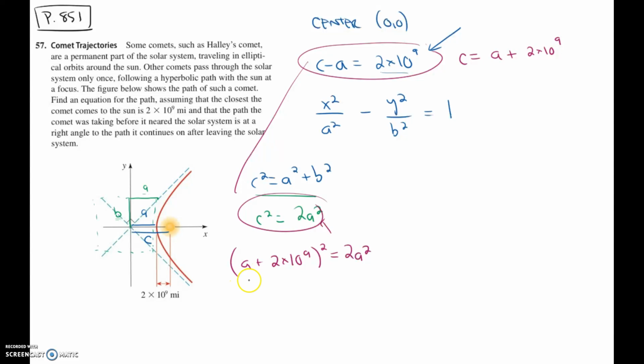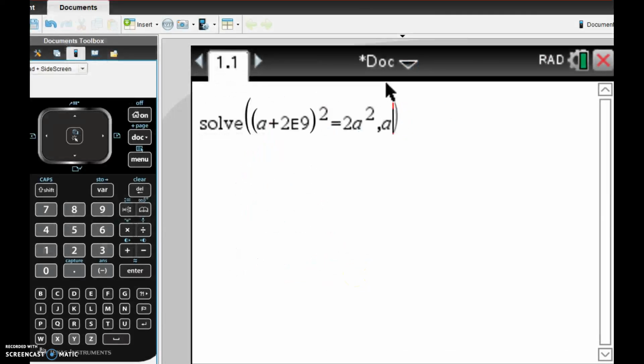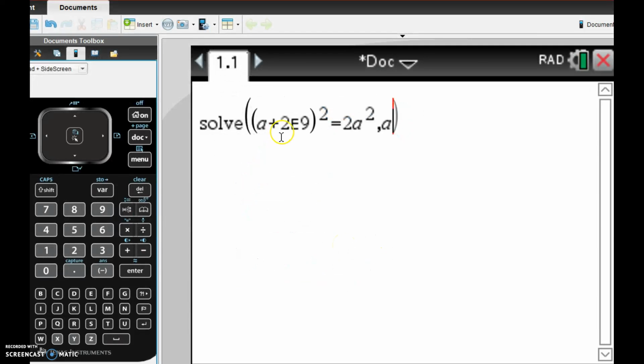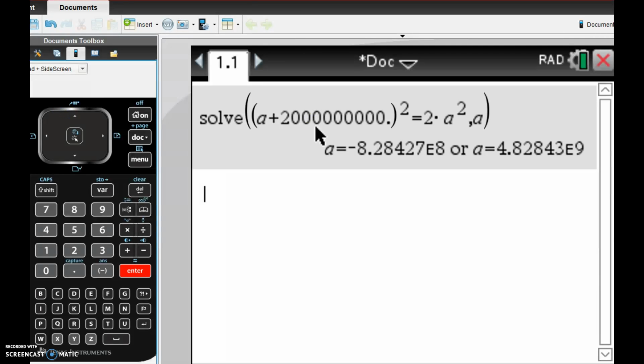Again, I'm just going to use my calculator because I don't want to do the work here. Notice that I said solve. I'm going to solve this equation for A. When I put in the scientific notation, you can hit the 2 and then this E button to get scientific notation. It's a nice shortcut. So I get a negative value or a positive value. I want the positive value.